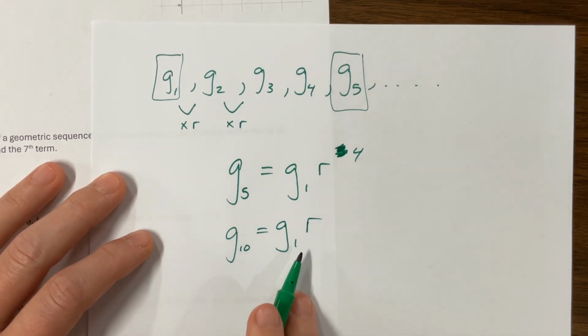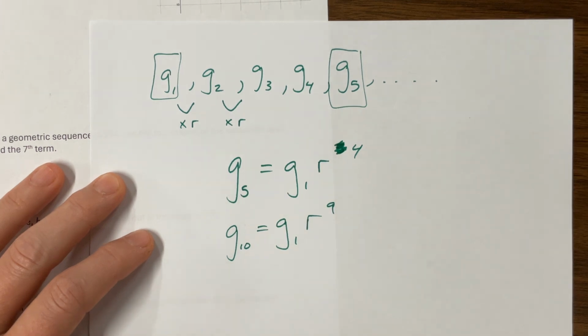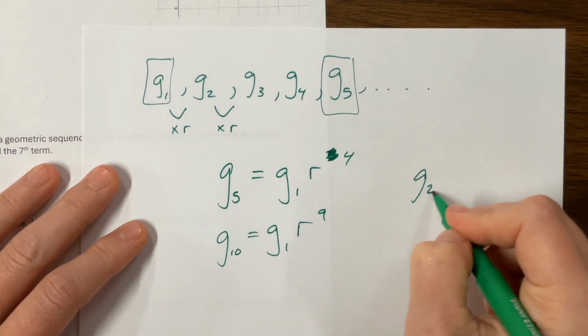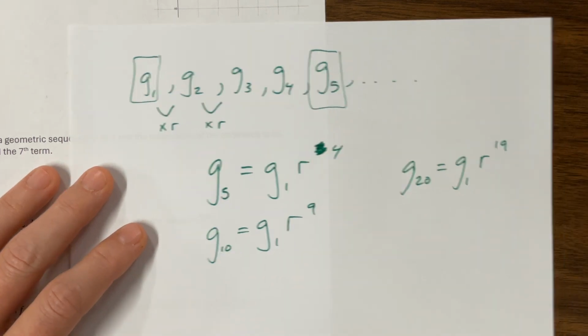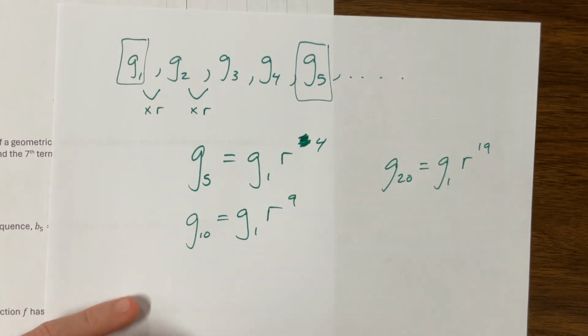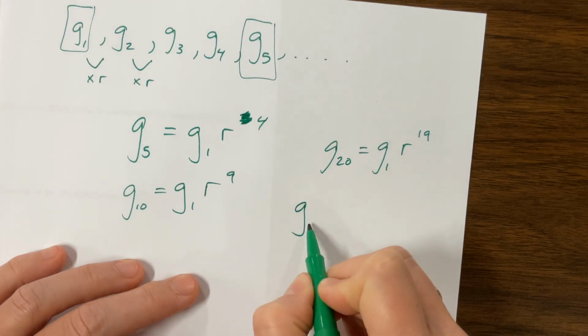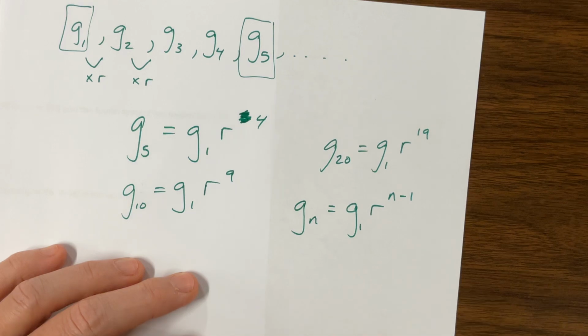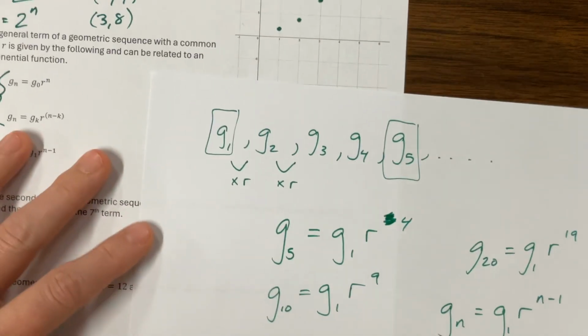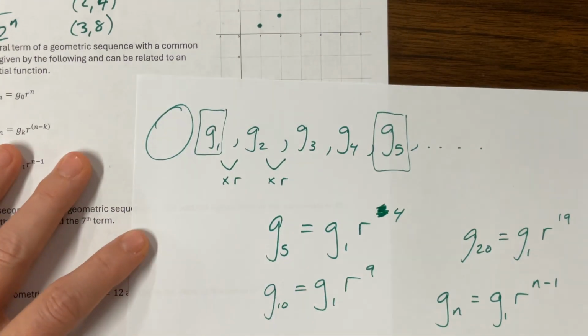Okay, what if I want G sub 10 and I'm starting at G sub 1? We have to multiply the common ratio 9 times. If I want the 20th term and I'm at the first term, I have to multiply by the common ratio 19 times, so that's r to the 19th power. What we're saying here is that G sub n would be equal to G sub 1 times r to the n minus 1. Or you could back it up to the term that came before.